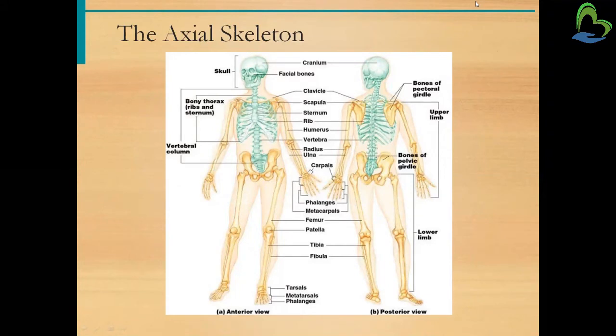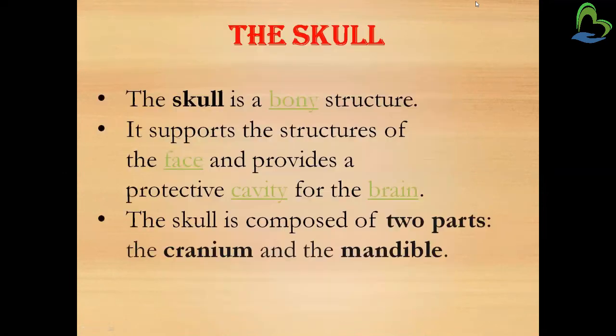Anterior and posterior views are given. So the first one is the skull. This is part of the axial skeleton, right? The skull is a bony structure and it supports the structure of the face and provides a protective cavity for the brain. The skull is composed of two parts, the cranium and the mandible. Okay, so mainly two parts are there, cranium and mandible.